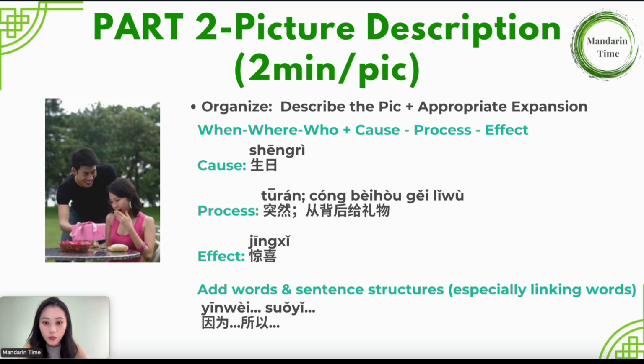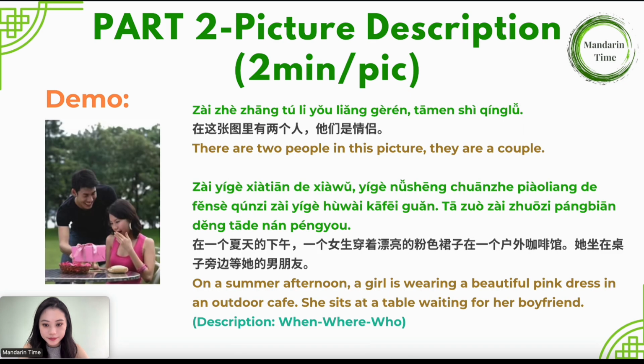Now let's think what words or sentence structures we can add. We have already added 生日, 惊喜, 礼物, and so on. So for the sentence, we can link why the man gave the gift with 因为,所以. So here's the answer for your reference. First, we describe what's in the picture.